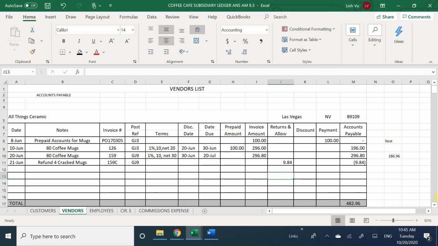So in this case, this is my best way to organize my information. And just by knowing this, at the end of the day, when I look at my information, at least I know that this credit belongs to this invoice. Okay? So this credit of $9.84 belongs to this invoice. All right?